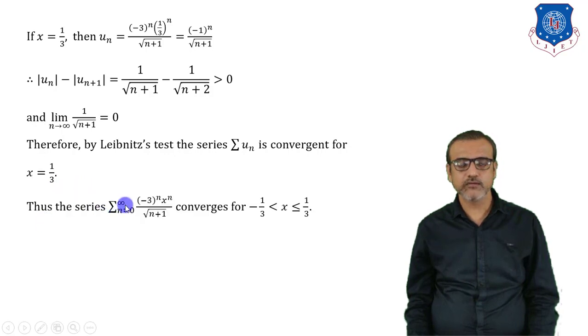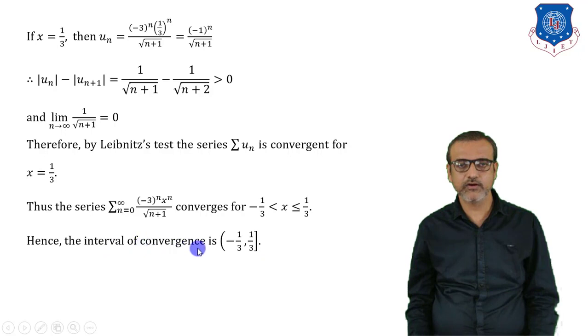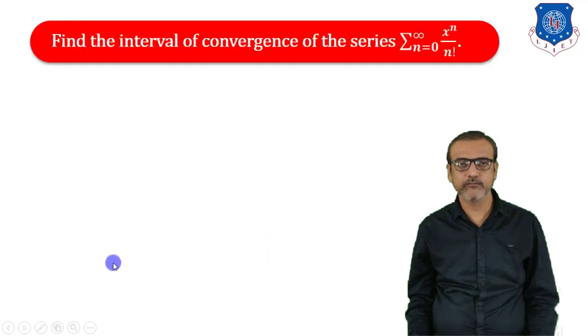Thus the series sigma n from 0 to infinity of (minus 3) raised to n x raised to n upon square root of n plus 1 converges for minus 1 by 3 less than x less than or equal to 1 upon 3. Hence the interval of convergence is the open interval minus 1 by 3 to closed interval plus 1 by 3. Now this is the second example.